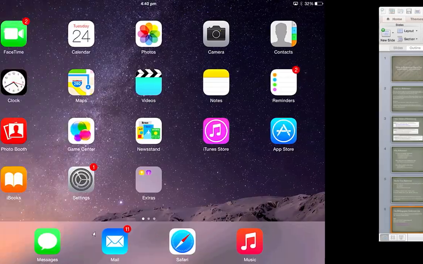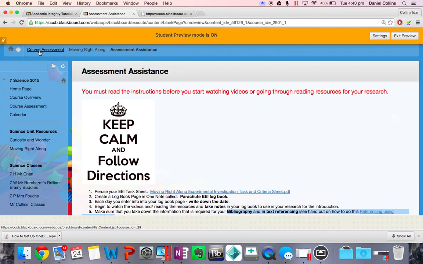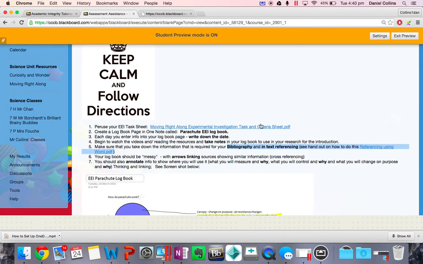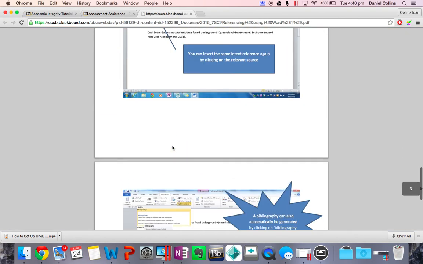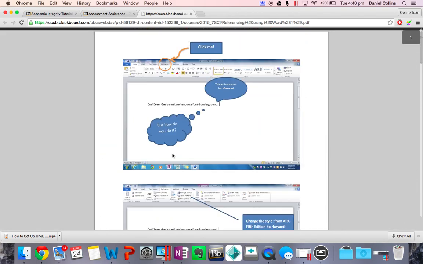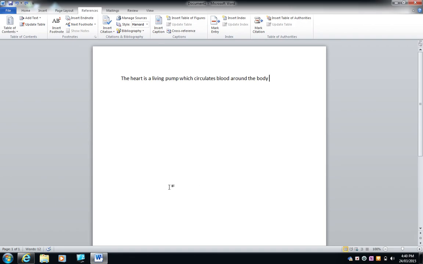Now we've got a little tutorial which gives you a little bit of information on Blackboard. You go to course assessment, assessment assistance. Have a read of all this information, but then point 5 gives a link to a handout, referencing using Word. And it shows you how to reference using Word. What I'm going to do is run you through what that says. Let's go back to Word.